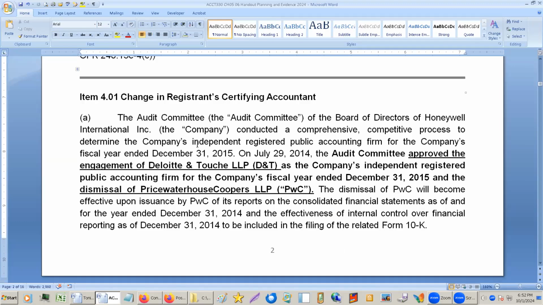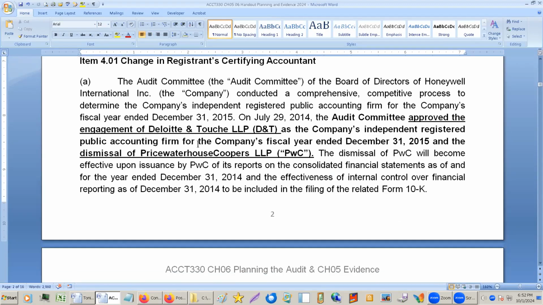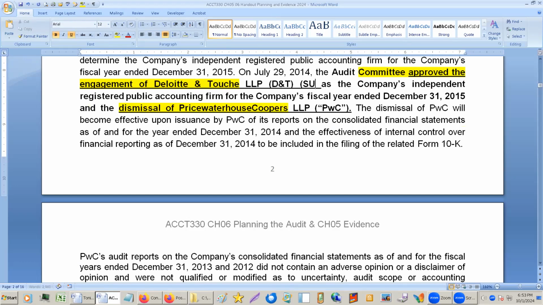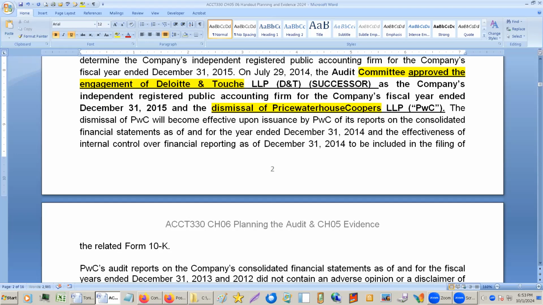Blah, blah, blah, legal stuff. Okay, so it looks like they approved Deloitte and Touche, and they dismissed PricewaterhouseCoopers. Okay, so Deloitte Touche came in, PricewaterhouseCoopers went out. So this is the successor. We'll soon find out. And this is the predecessor.